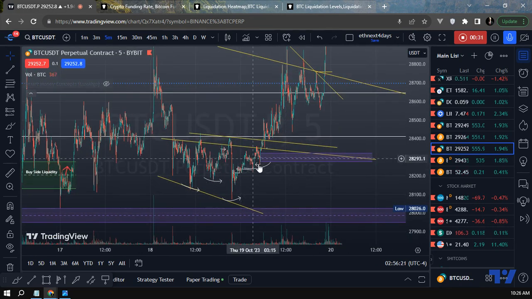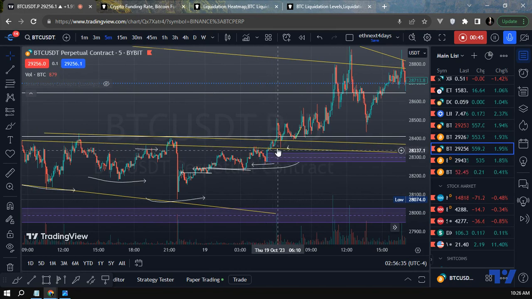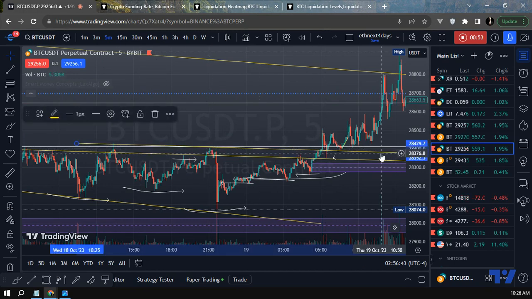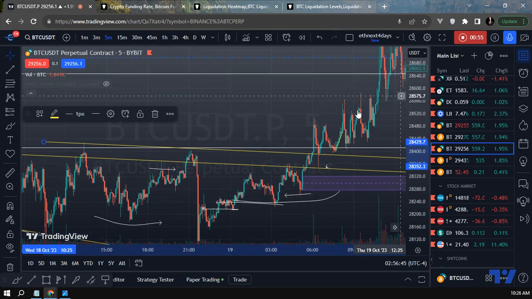Then I talked about how we could consolidate above here, then fail to break out and completely collapse, go lower, or we could consolidate and start crawling up. And that's exactly what we did. We crawled up from here, and right after we gained this wick range, as you can see, the second yellow line, and right after we gained this wick, look what happened here.